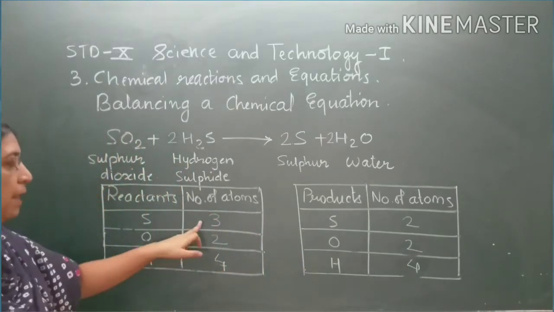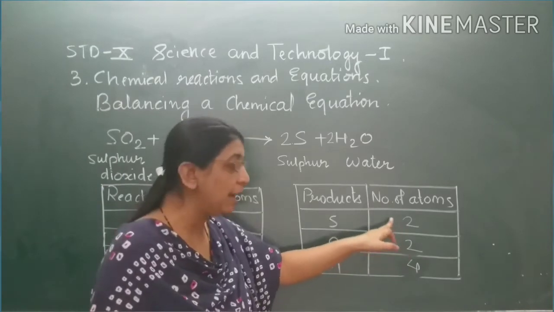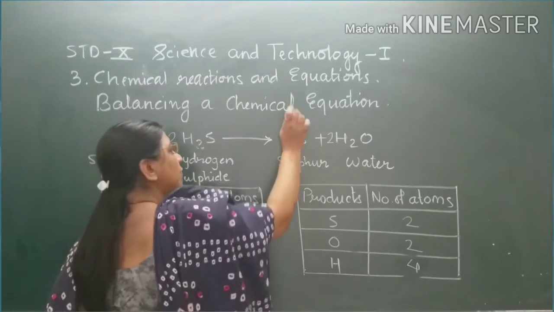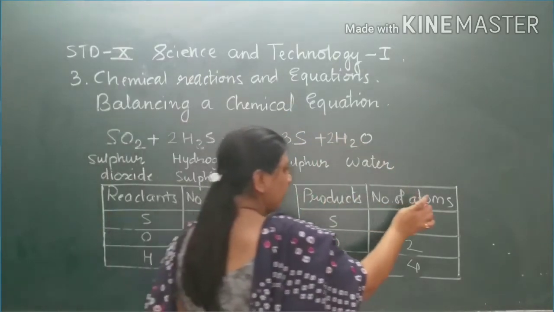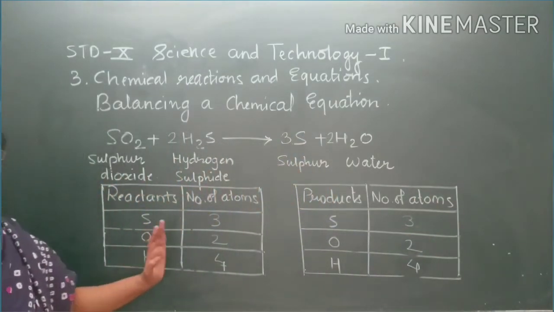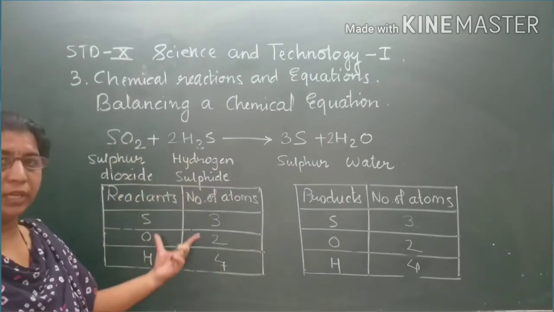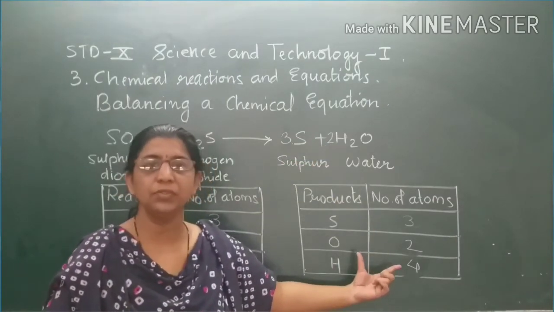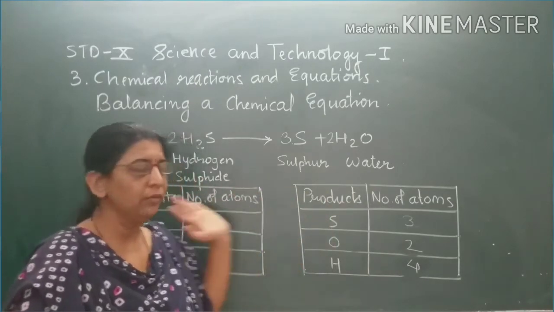Now what can I do? As this is more in number, let me come back to the product side. Can I add any atom here? Yes. Instead of 2, if I write 3 here, now I will get the sulfur atoms as 3. Again I am going to check the table on both sides till I am satisfied with the total number of atoms in the reactants and the products. That is why it is a trial and error method. It is pure mathematics to add up on the left hand and right hand side.